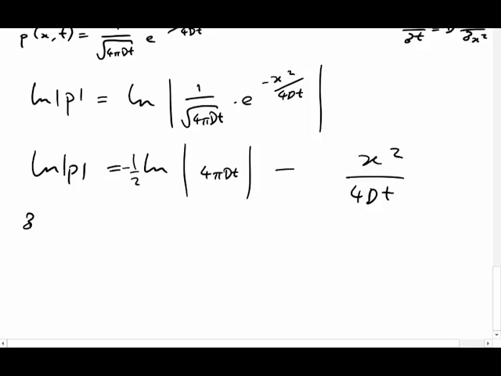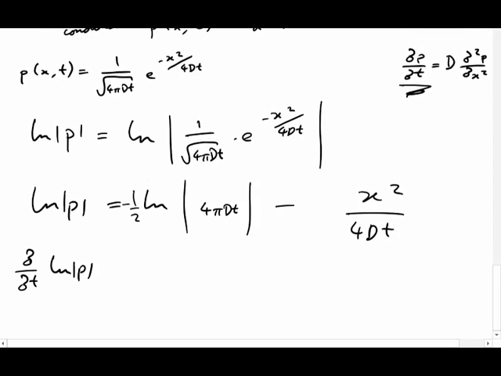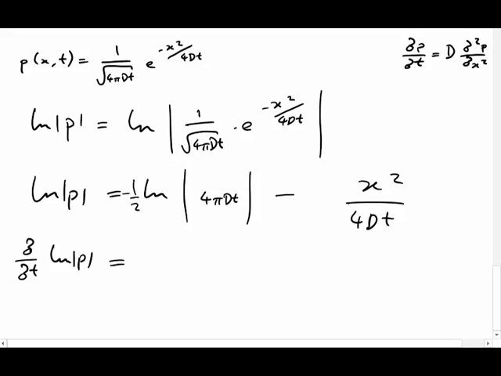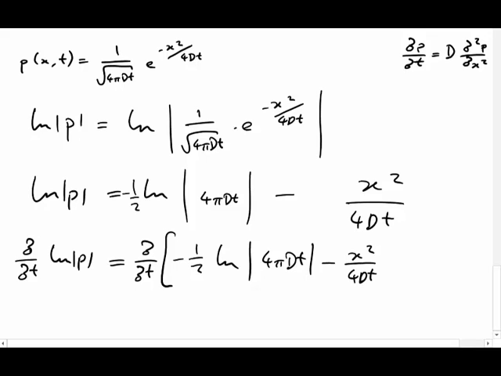So, sorry, the derivative with respect to t of ln p, because that's what I'm after. I'm trying to find what dp by dt is. So this is going to be equal to the derivative of all of this thing: minus a half ln of 4 pi dt, minus x squared over 4 dt.